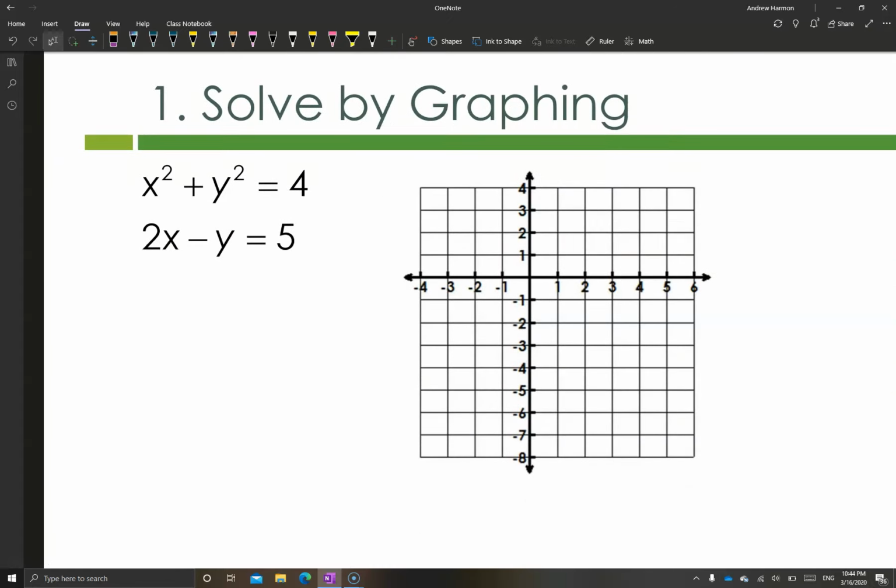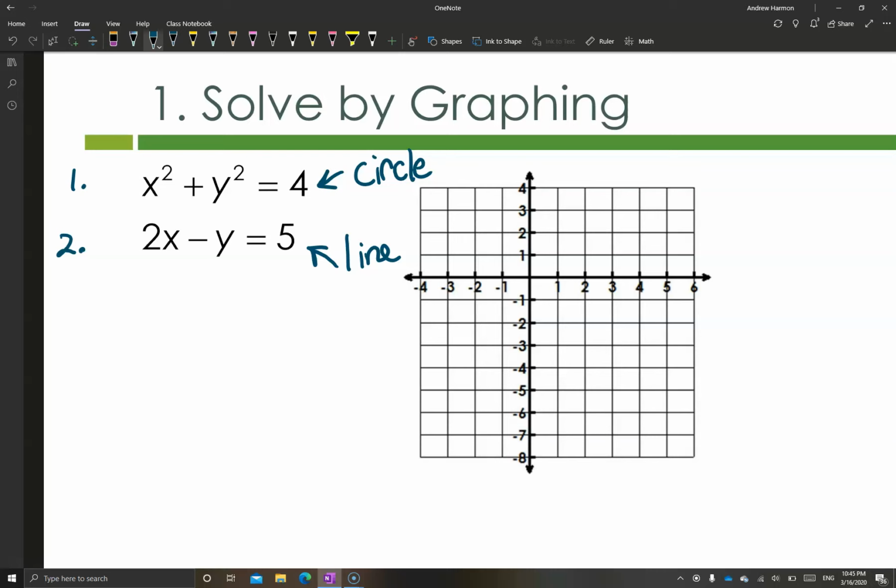So first off, to solve by graphing, what we want to do is graph both of these things. If you look, we have two equations here, the first equation and the second equation. Now, you should be able to determine that the first equation is the equation of a circle, and the second equation is the equation of a line. So what we want to do is graph these two things. Let's first graph the circle.